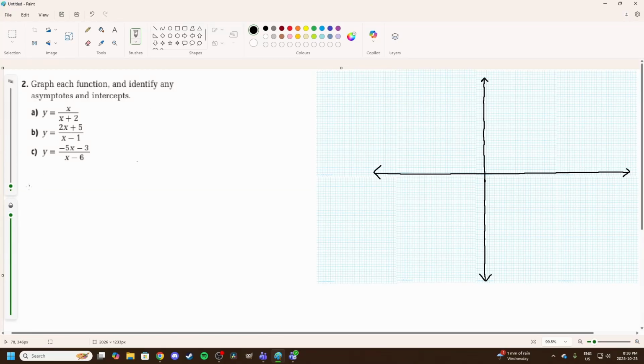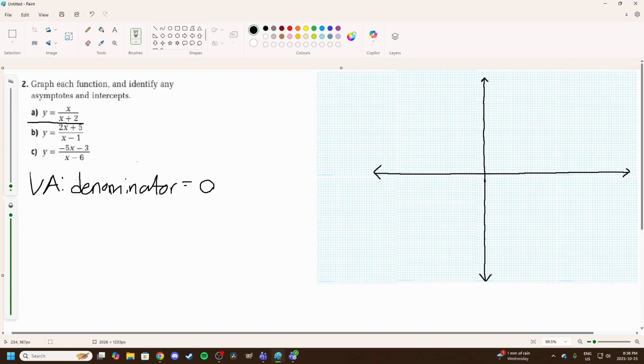So let's start off with part A. Let's find the vertical asymptote first. So how do we do that? The way we find the vertical asymptote, VA, is by setting the denominator equal to 0. Okay?